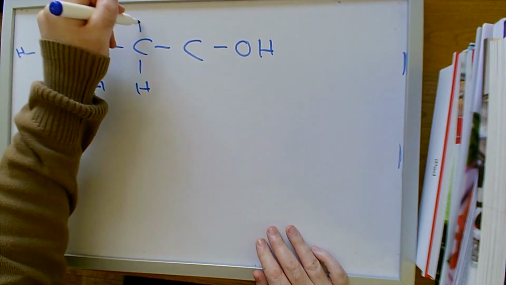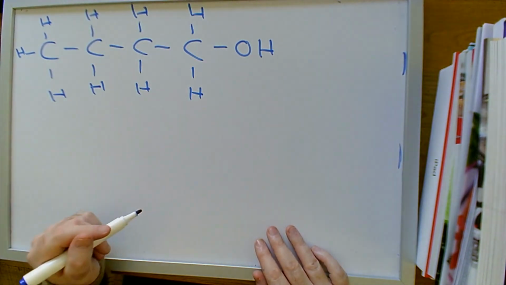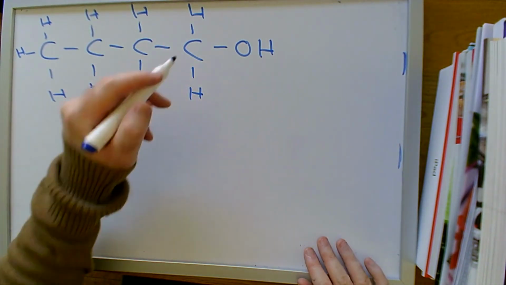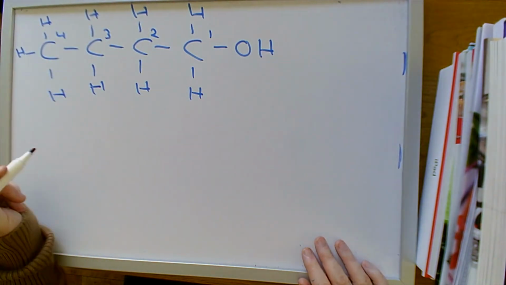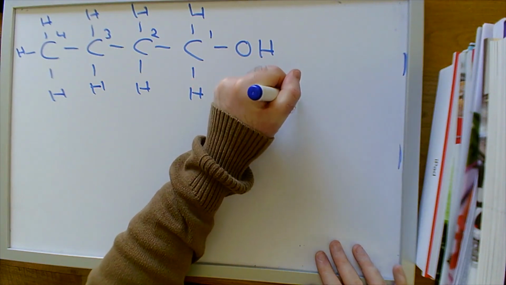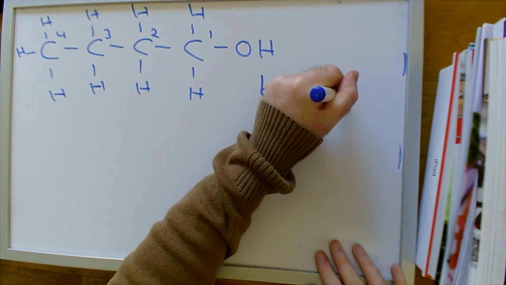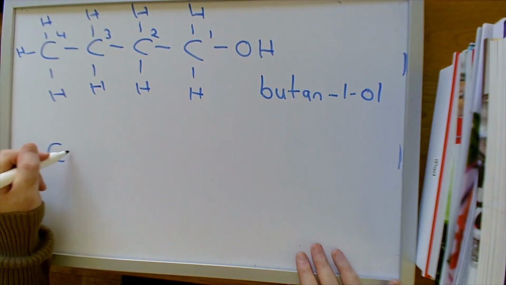So I'm going to put all my hydrogens in, and I'm going to make sure that each carbon has 4 bonds. Now once again, I don't bother putting the bond between the O and the H because most chemists don't do that. And I'm going to number the carbons, and I always number them nearest to the OH group. So I start this time on the right hand side because that's nearest the OH group, and you can see that the OH group is on carbon 1. So this is called butan-1-ol.